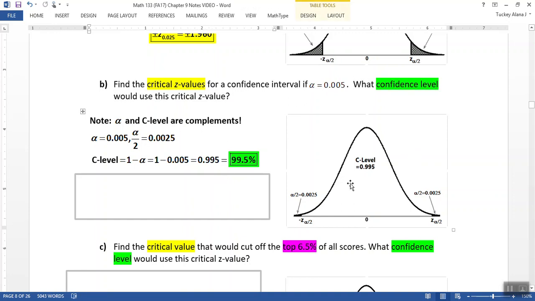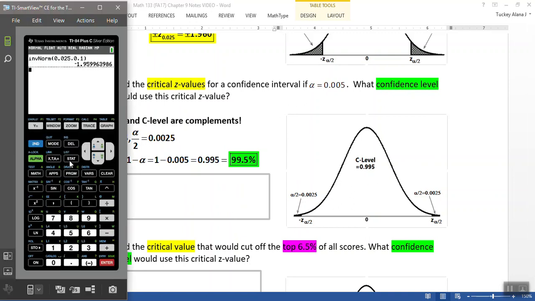But they also want to know what those values are. So if I go back to the calculator, I would hit inverse norm. So second distribution, number 3 inverse norm. I would take 0.0025, comma 0, comma 1. I would go down here to paste and press enter.